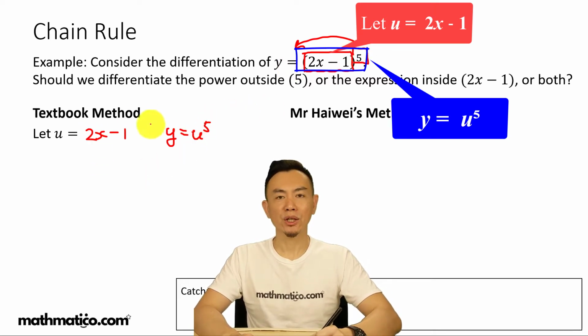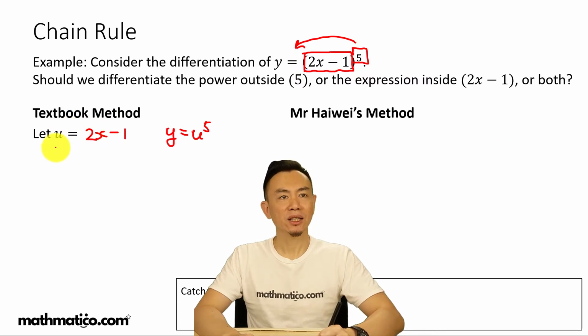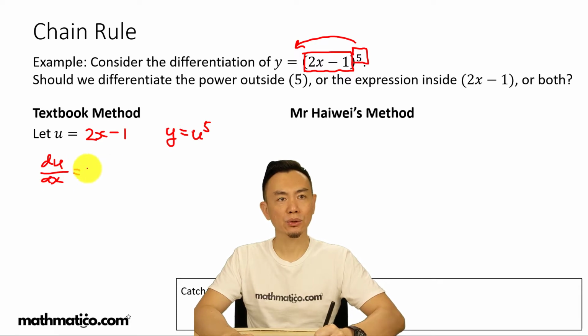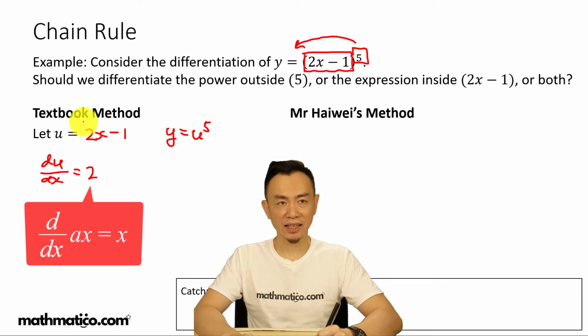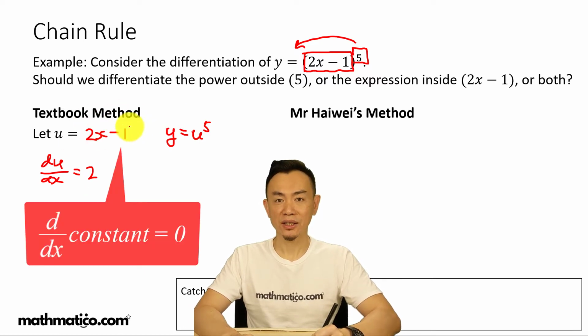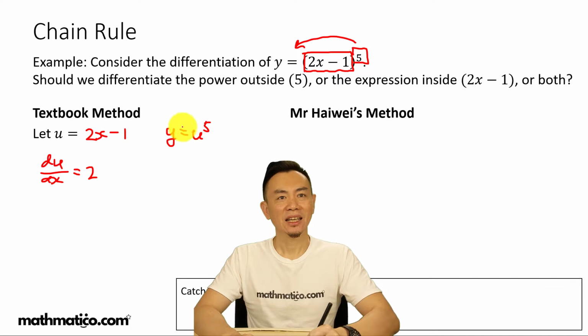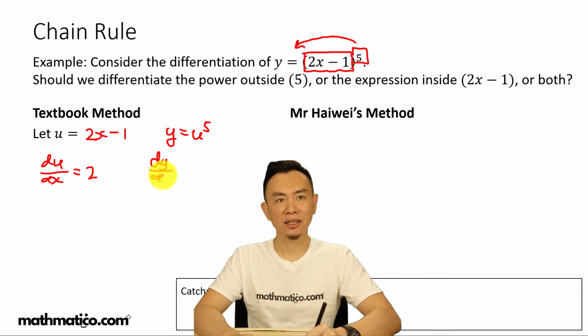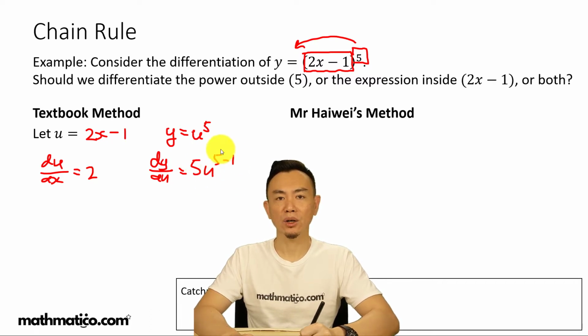So we have two equations now. We're going to differentiate each one. If you differentiate u, you get du by dx is equal to 2, because when you differentiate the x term, you get a constant term, which is the coefficient. Differentiate the constant term, you get 0. Now we differentiate the y. Y is on the left hand side, the u is on the right hand side. So when you differentiate, you get dy by du. And we have a power 5 here. 5 comes down, u to the power of 5 minus 1, or you can straight away write just power 4.